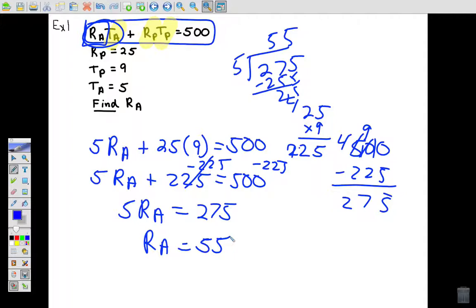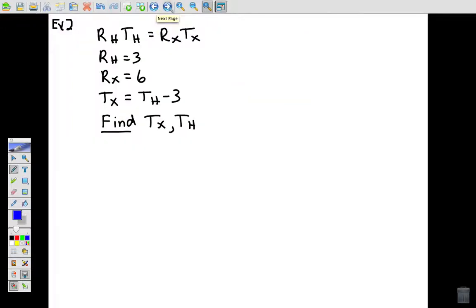All right, one more example, example 2, same type of thing. We have 1, 2, 3, 4 equations, and they want us to find TX and TH. The main equation is the one that's the most involved. So do I know what a lot of these letters are? Well, let's take a look. I know what RH is, so I'll highlight that. I know what RX is, I'll highlight that. And we kind of know what TX is. TX is TH minus 3, so I'm going to substitute those values in.